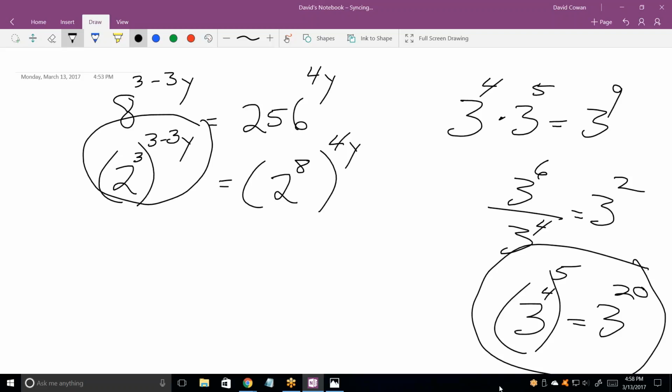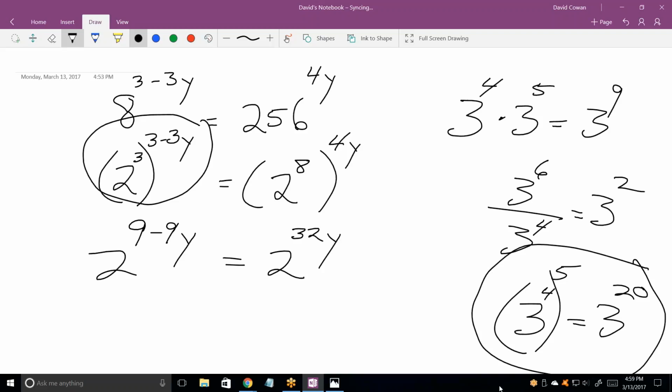So, what does the left side of this equation become? 9 minus 9y? 2 to the 9 minus 9y. Equals what? 2 to the 32nd y?